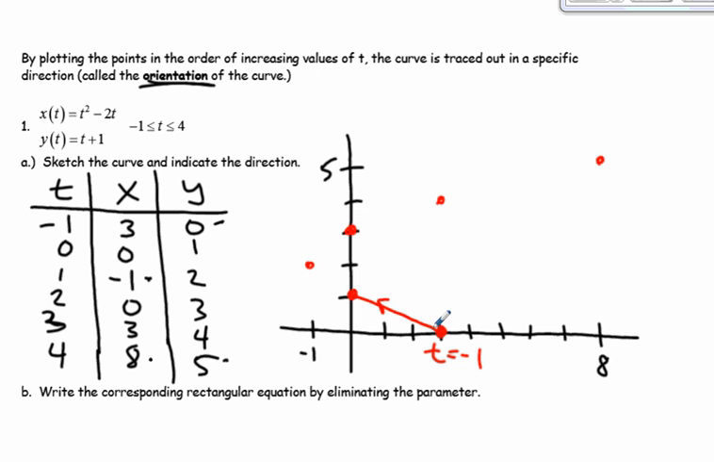So what you're going to end up getting is this sideways parabola. Now you don't want to continue on this graph like we do with regular functions.